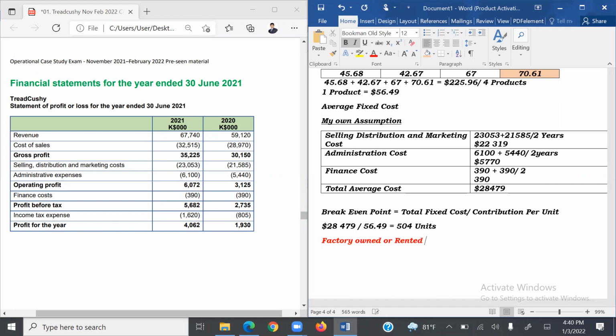Anyone? If I make a mistake, correct me. I am also a human being. So factory owned or rented, can you please tell me, students? I'm waiting for your response. Any point of view you can suggest.